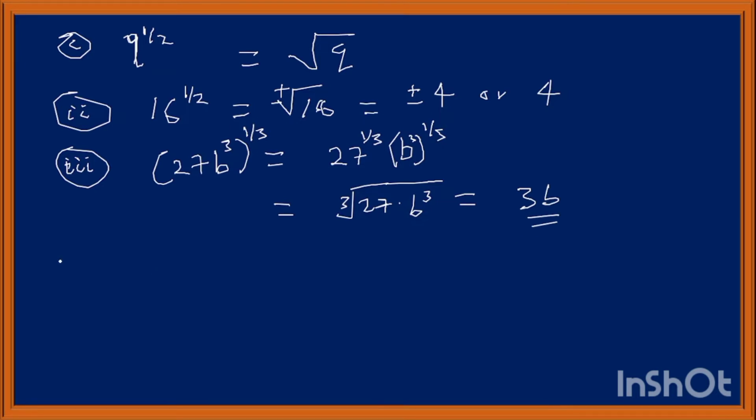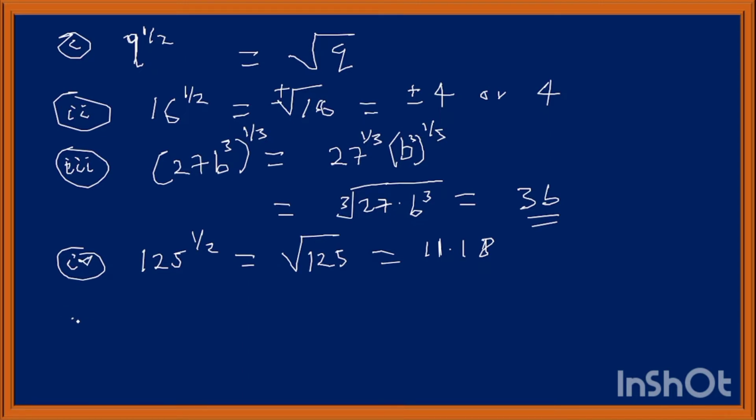So that is it. The next one, IV, is 125 to the power of 1 over 2. That is just the square root of 125, because any number raised to the power 1 over 2 is the square root of that number. So the square root of 125 will give me 11.18. So that is the answer.